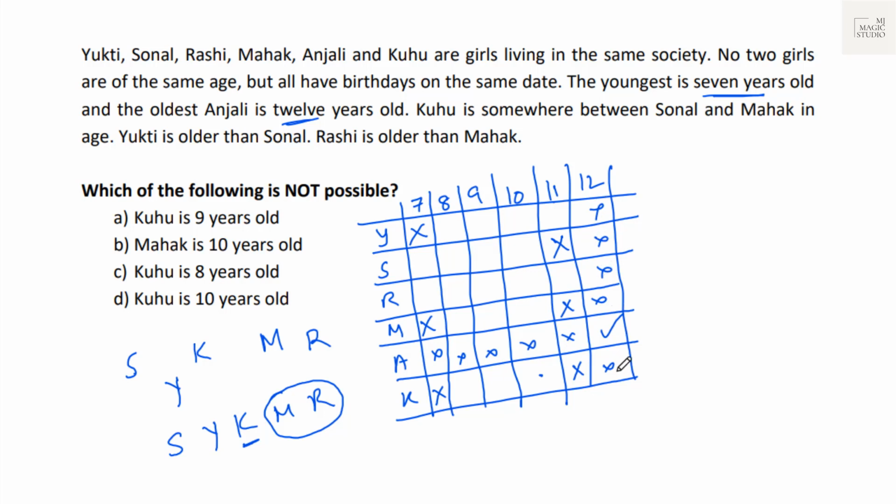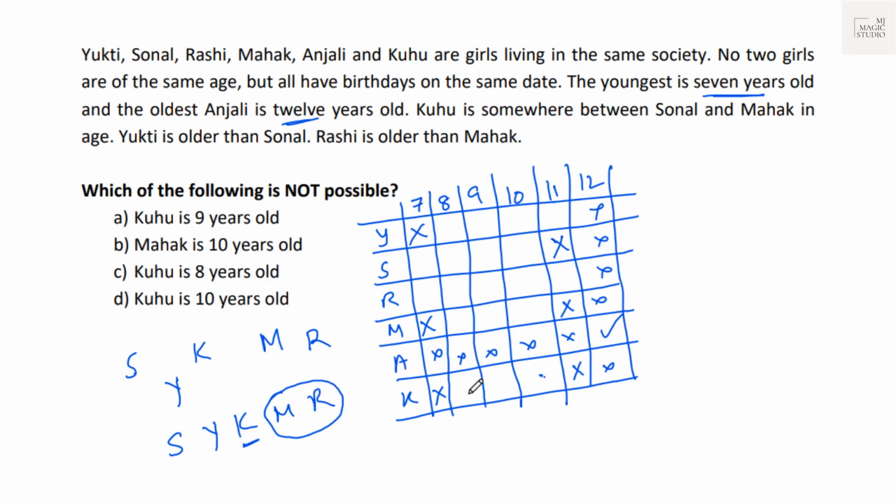But 12 is already occupied by A. So if Kuhu is 10 years old, we don't have the two options available. That means Kuhu cannot be 10 years old. Can Kuhu be 9 years old? Yes, Kuhu can be 9 years old, because after Kuhu, 10 and 11 are available for M and R.